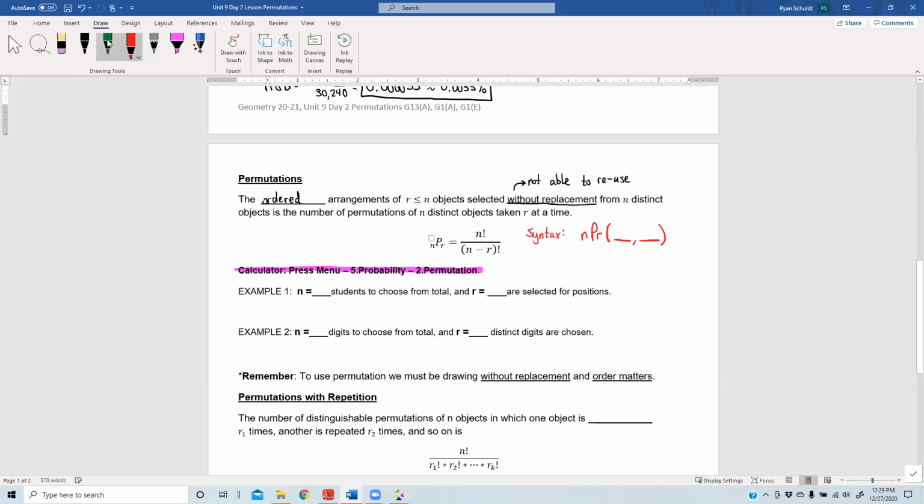In this first blank, this one is where the number for N goes. How many total objects are you picking from? That's where N goes. The second blank is where your number for R goes. How many are you actually picking?